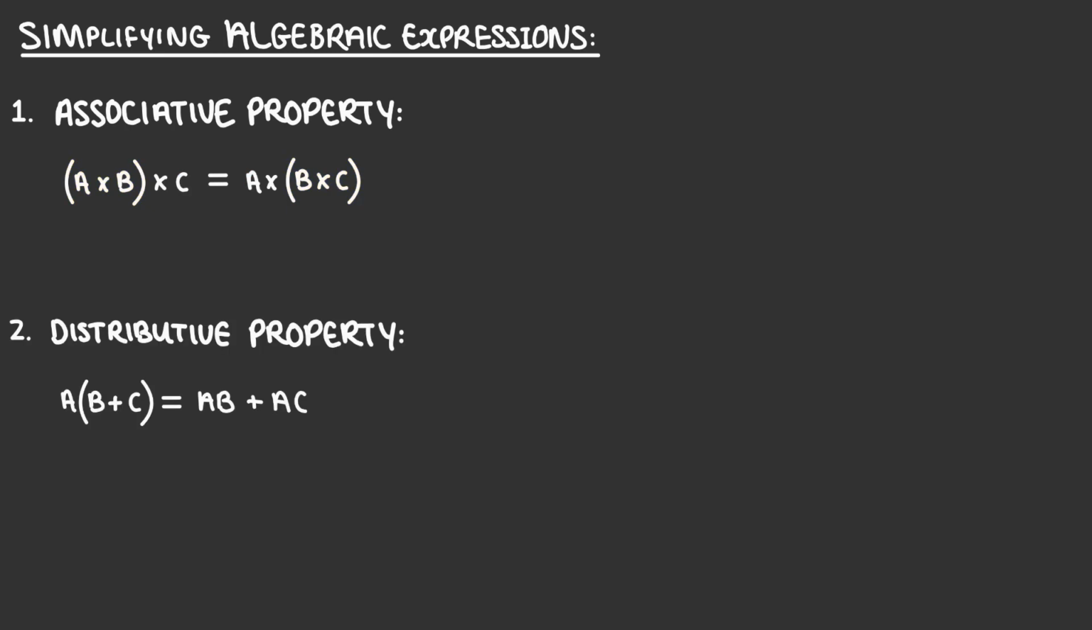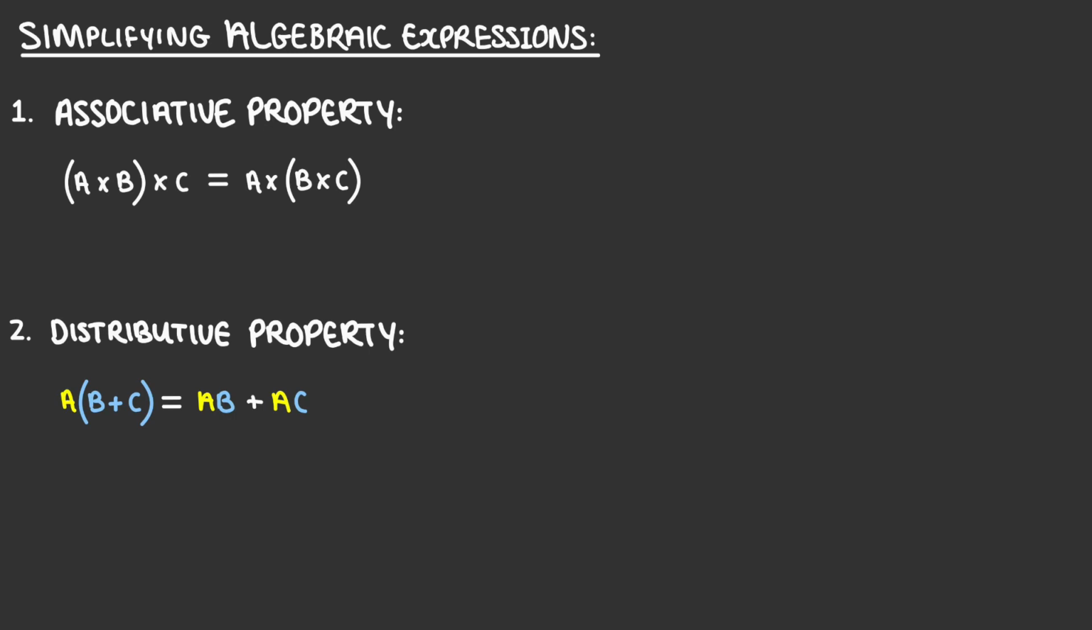The distributive property is a very important property since it shows us how to multiply a number or a variable by some brackets containing multiple terms. Here, we want to multiply a by b plus c. This property states that this is equal to a multiplied by b plus a multiplied by c.